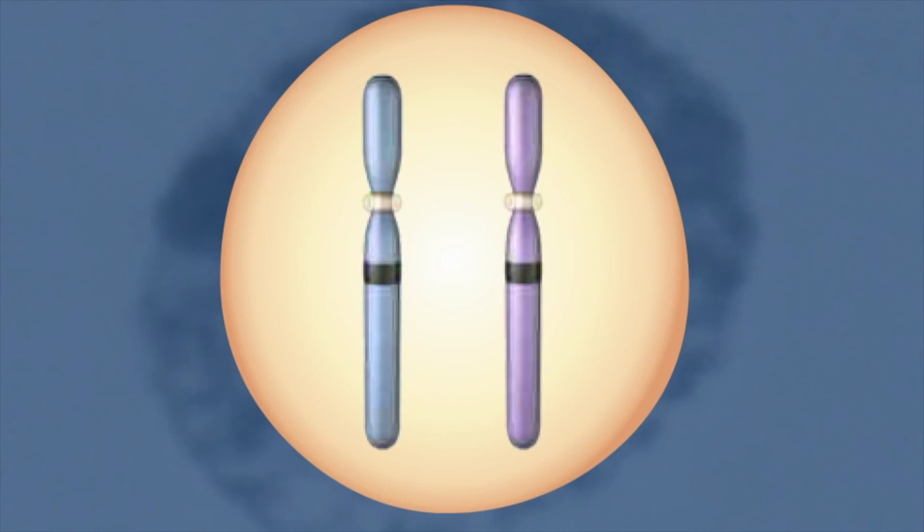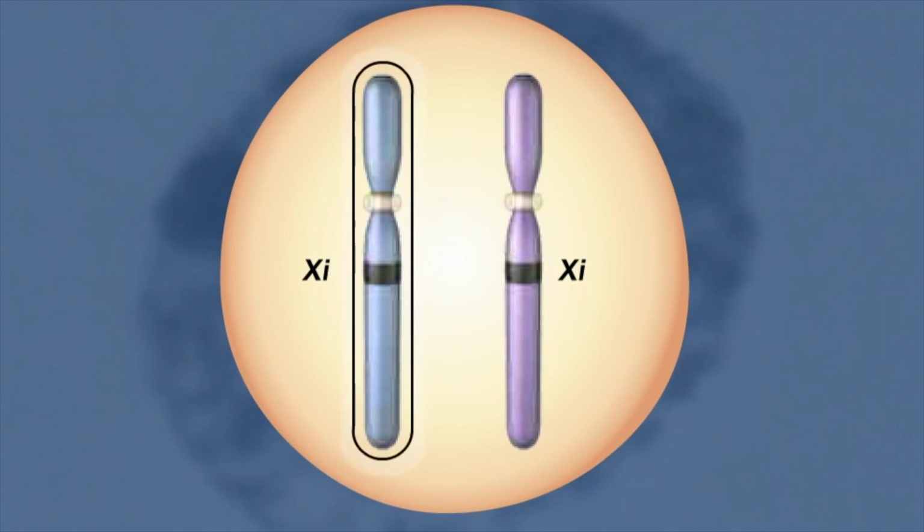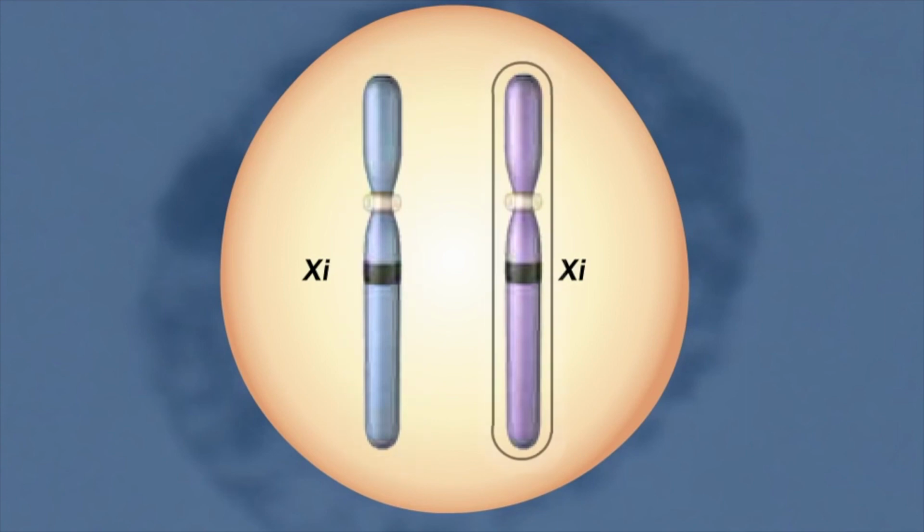X inactivation can be divided into 3 phases: initiation, spreading, and maintenance. Initiation occurs during embryonic development. Each X chromosome has an X inactivation center, or XIC. The number of XICs are counted, and 1 X chromosome is randomly chosen to remain active while the other is targeted for inactivation. Spreading is the process of compacting and inactivating the X chromosome.